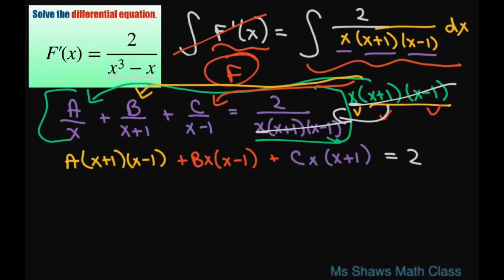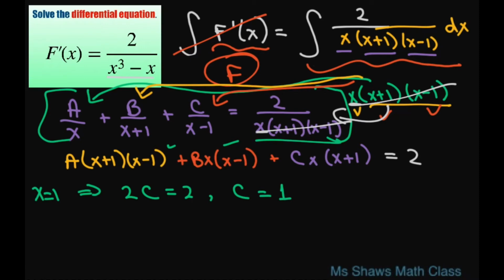Now let's let x equal 1. If x is 1, then both of these go away. They all are going to be 0. And you're going to get 2c equals 2. Therefore, c equals 1.